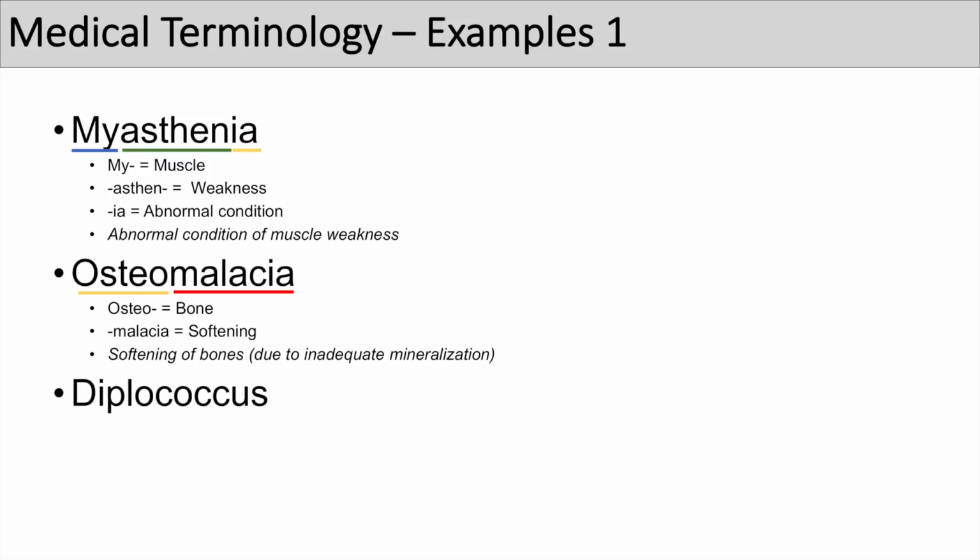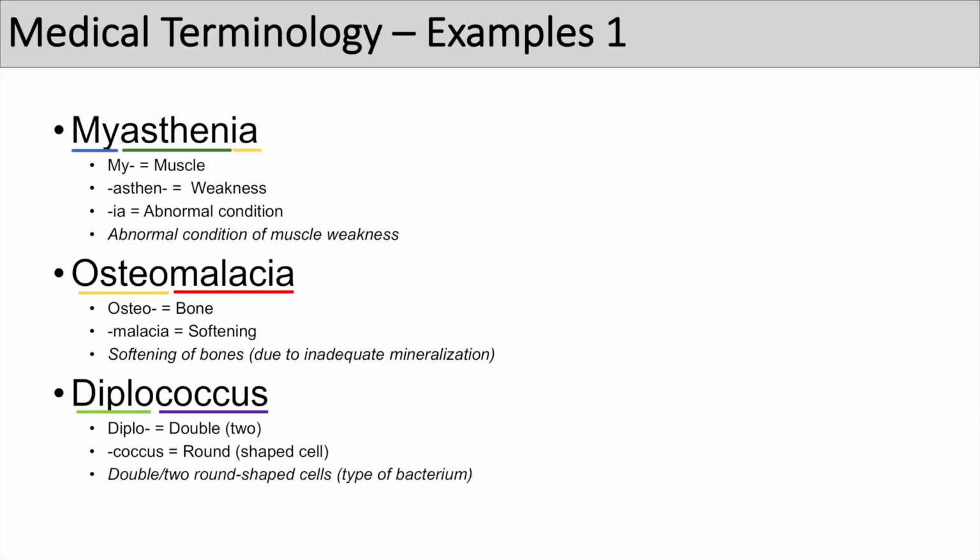The next practice word we're going to look at is diplococcus. So again, we just break it down. So diplo, we learned in this lesson that diplo means double or two. And coccus is a suffix that means round, and it really means a round-shaped cell. So when we put this together, diplococcus means double or two round-shaped cells, and Diplococcus is actually a type of bacteria.